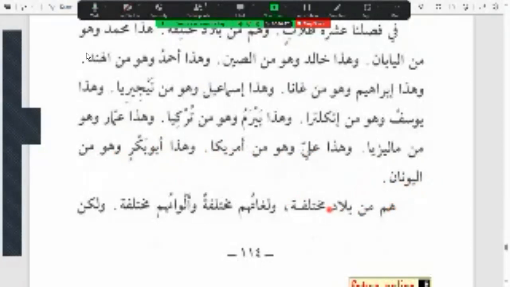They are from different countries. Their languages are different. Their colors are different. Lawn is color, alwan is colors.